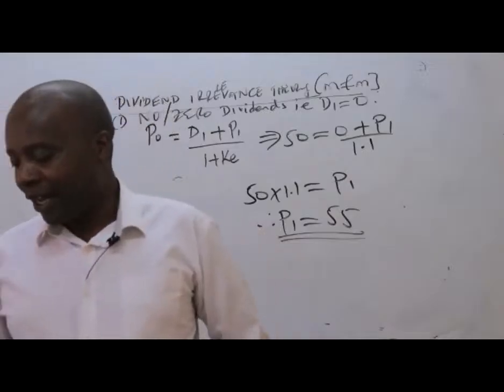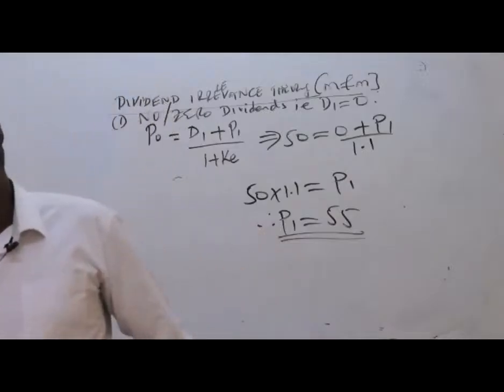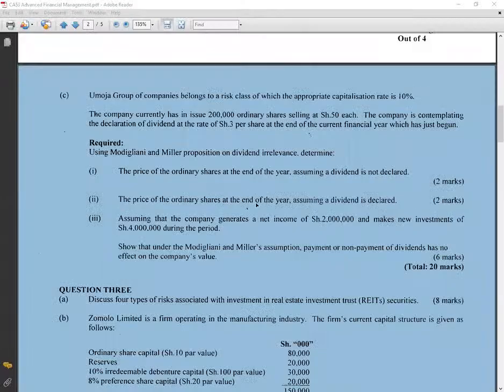All of them. How about Roman 2 of this question? The price of the ordinary shares at the end of the year, assuming that a dividend is now declared. Assuming that a dividend is declared, but a dividend of how much? Remember, the dividend declaration we are contemplating is 3.